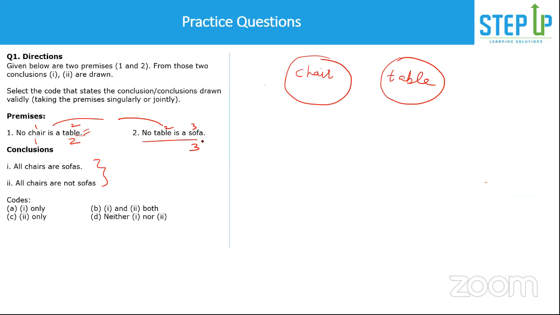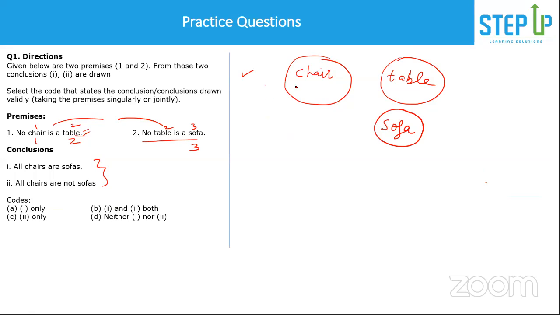No table is sofa. How can we represent no table is sofa? That means sofa has to be separate. Now, guys, one thing you have to remember here: no chair and table, this is a correct way to represent. But when I merge, no table is a sofa, meaning table and sofa will not overlap. Do you understand me? Now I am mixing, right?